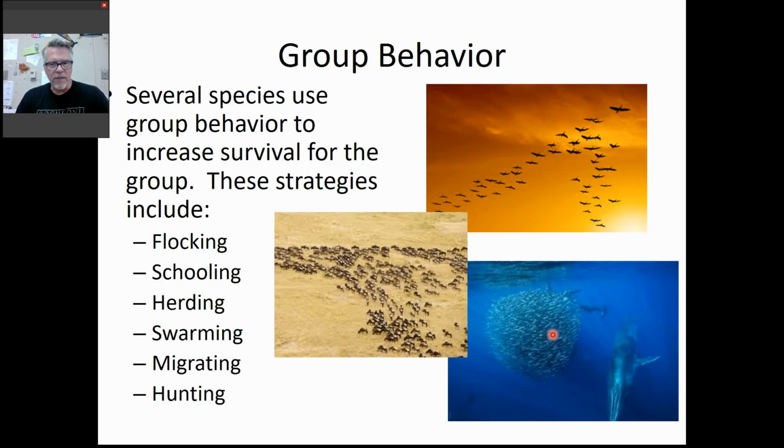That doesn't mean that everyone is safe, though. Some of these fish will still get eaten, some of the ones on the outside of the school. So this particular kind of behavior, schooling or herding or flocking, benefits the group, but may not necessarily benefit the individual. And so that's why we call this group behavior. It increases the survival likelihood of the whole group.